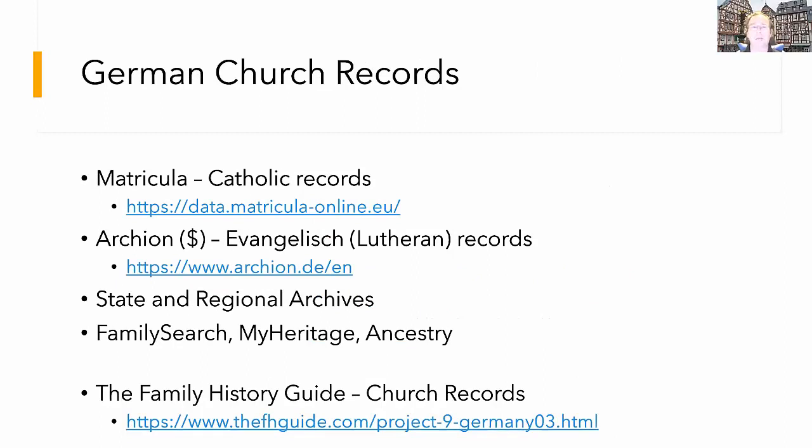I get a lot of my research in the church records, from the German church records. So places like Matricula, which is the Catholic database. They're good for the northern and western part of Germany, and for the southern and eastern part of Germany. Austria, Switzerland, and other areas of German heritage are also included in there. There's a little section in the middle in Baden-Württemberg where the Catholic records are not yet online in Matricula.